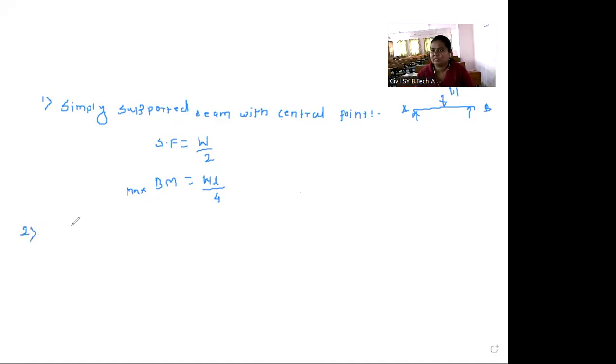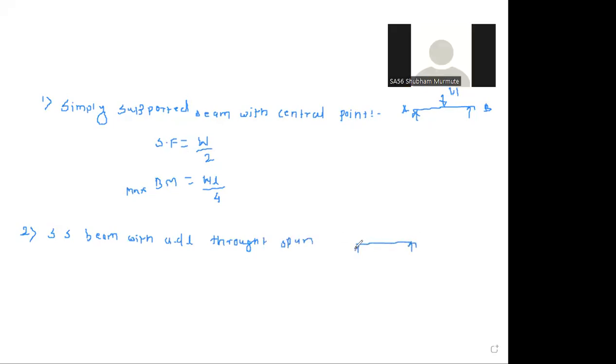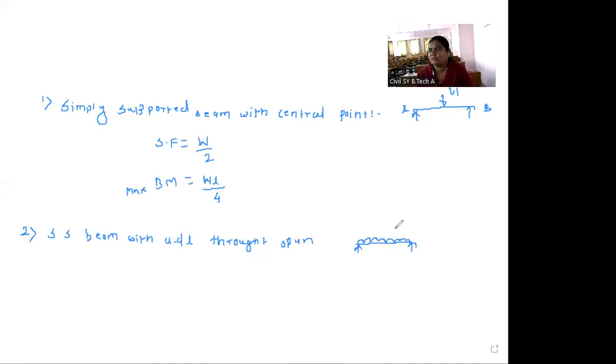After that, we solved the second example: simply supported beam with UDL throughout the span. This is the figure for this simply supported beam, and a uniformly distributed load W kilonewton per meter is applied. This is A point, this is B point. For this particular case, shear force is equal to how much?